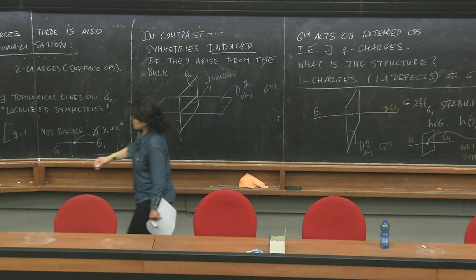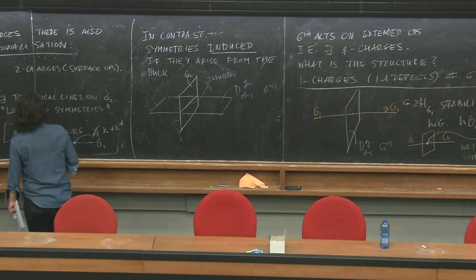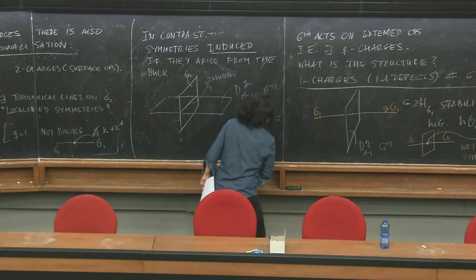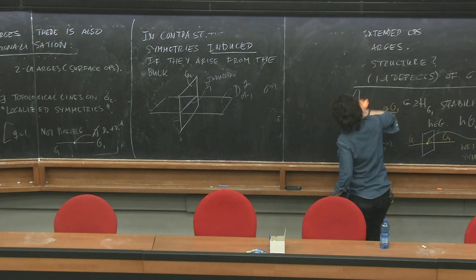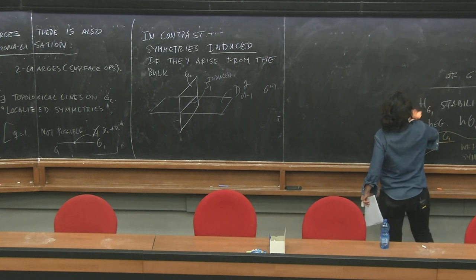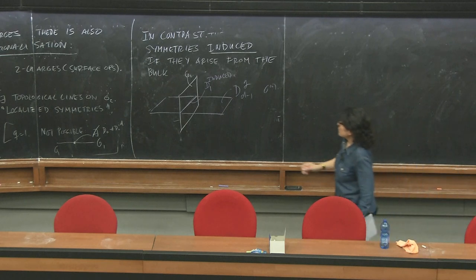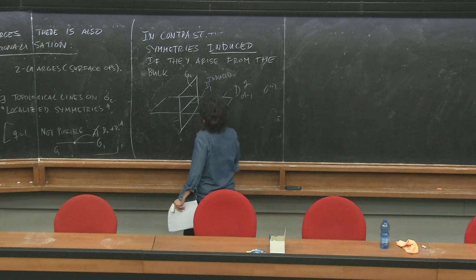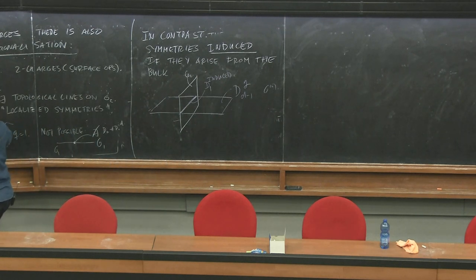And that's different from something that already lives, a surface operator can have an already non-trivial topological line on it. Okay, so now what can happen is that I have a bulk symmetry, G0, and I have a two-charge, O2, which has a localized symmetry. So I have these guys, which are purple, and I have these guys, which are red. So these are localized.